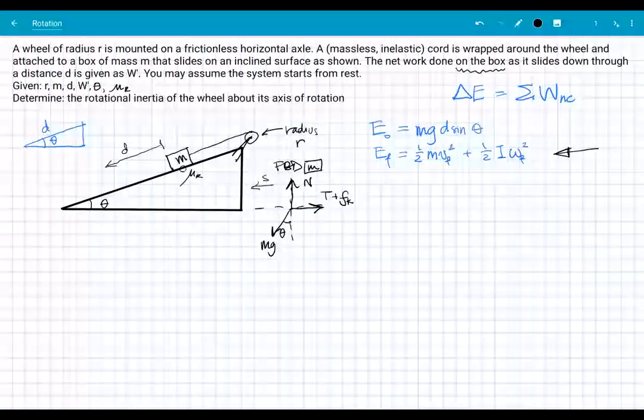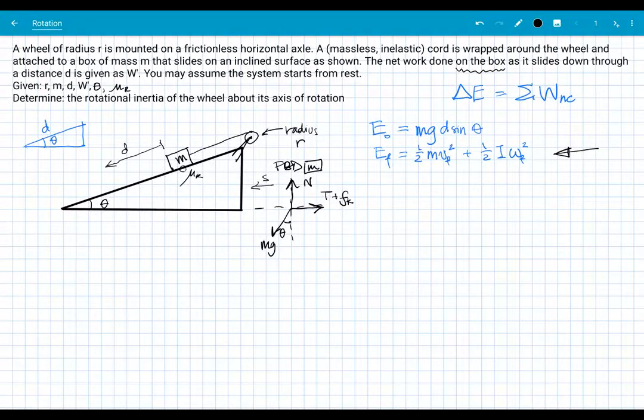In this case, we can say nobody's asking me for the tension, so I don't need to consider it as it's an internal force, not an external force to the system. So it doesn't do work on the system. So the only non-conservative work that I need to consider here is going to be that done by friction. So friction dotted in with the displacement.